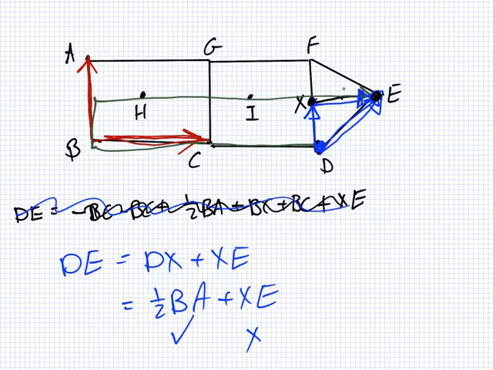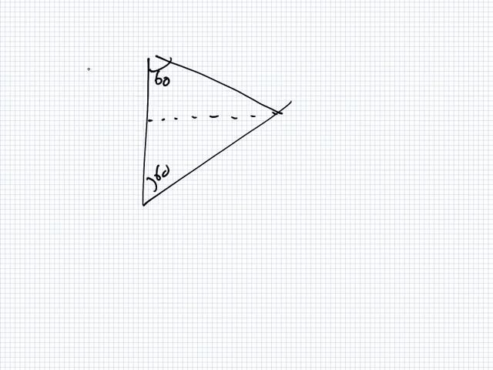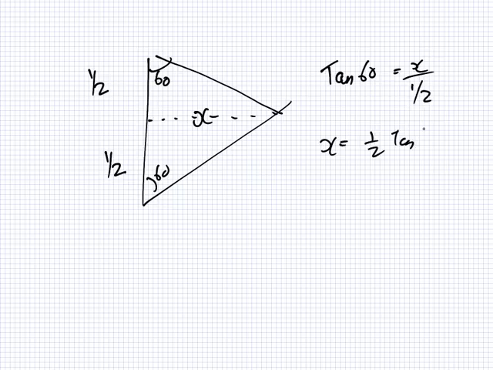If I draw here, if this is 60, this is 60, and if this would be half a unit, this would be half a unit, and we'll call this side x. You can say tan 60 is x over a half, so x is a half tan 60. What is a half tan 60? Let's see. How tan 60?